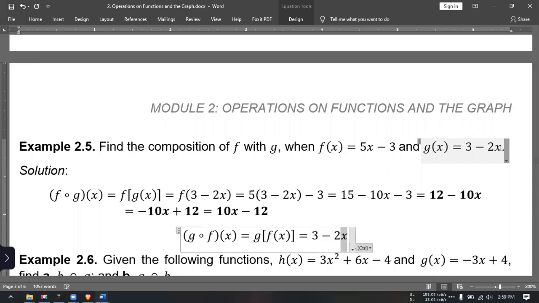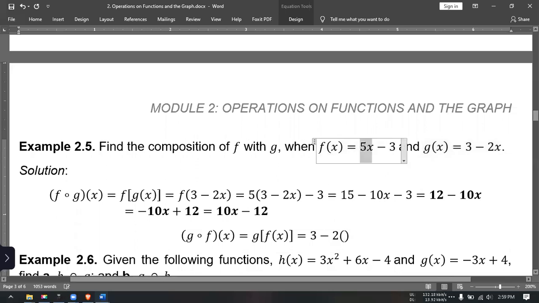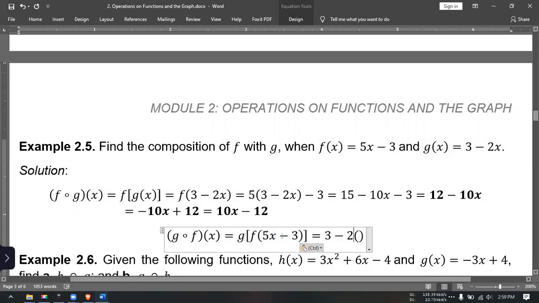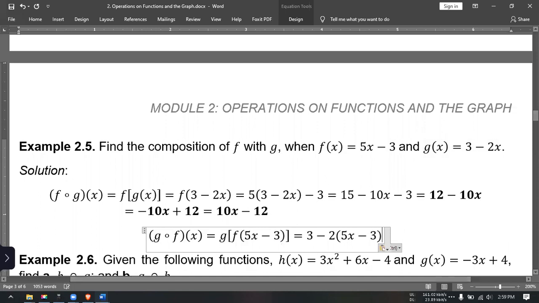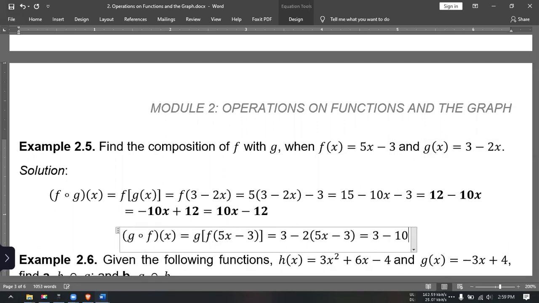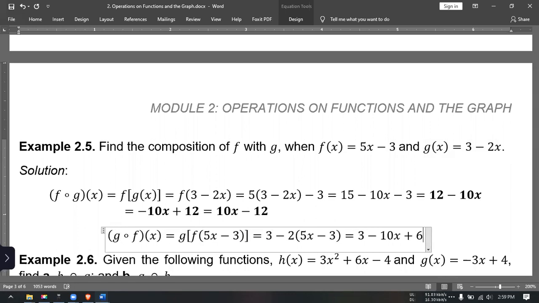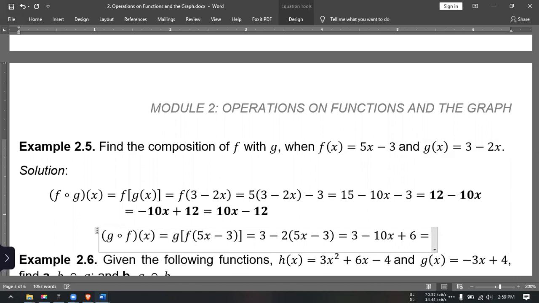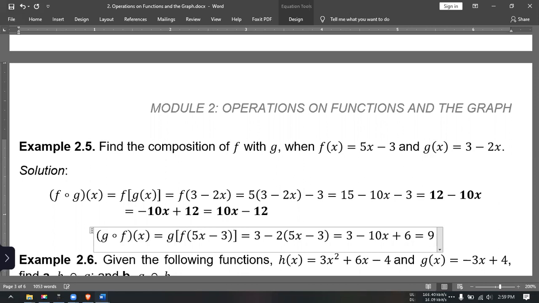And then yung x natin gagawin natin 5x minus 3. So we have this line. And then basic algebra, we have 3 minus 10x plus 6. Okay. Then combining similar terms will give us 9 minus 10x.